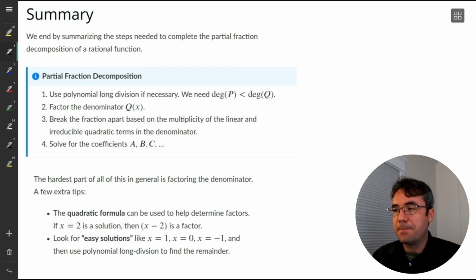All right, so next time we're going to see why partial fractions is so helpful when we are interested in integrating. But we're going to see that next time.